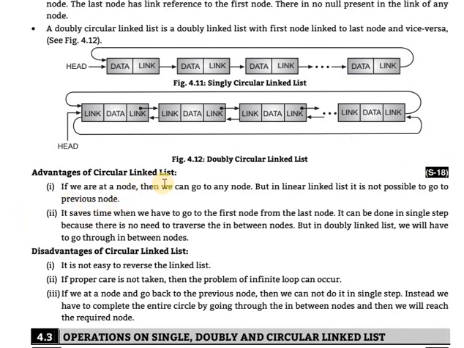Advantages of circular linked list: if you are at a node, then we can go to any node, but in a linear list it is not possible to go to the previous node in a singly linked list. Anywhere you go, it saves time when you have to go to the first node from the last node. It can be done in a single step because there is no need to traverse the in-between nodes. But in a doubly linked list, we have to go through the in-between nodes also.